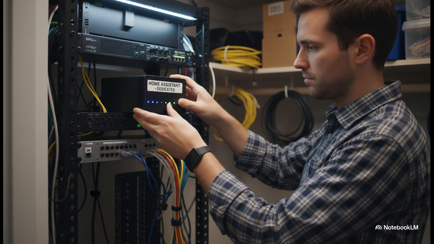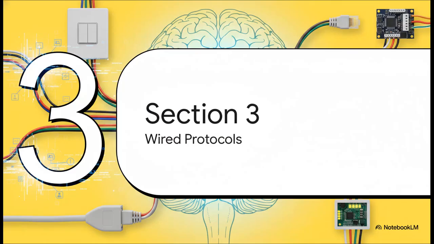But when you want to build this right, starting with a clean slate and repurposing a dedicated mini PC, something like an HP EliteDesk G3 with a solid-state drive and plenty of memory, is far superior. It completely isolates your smart home environment, meaning if your media server crashes, your lights don't go out with it. You just mount this central brain in a closet right in the middle of your home to make sure the signals can reach everywhere. That brings us to section 3, wired protocols.